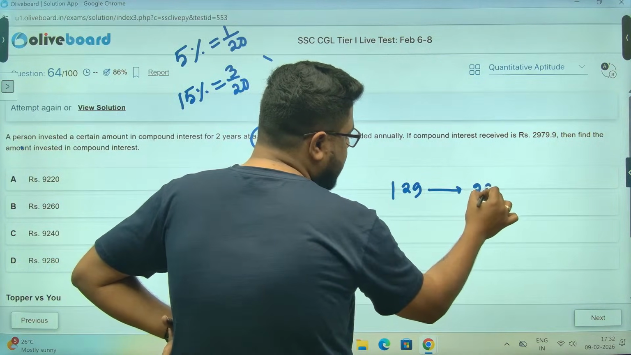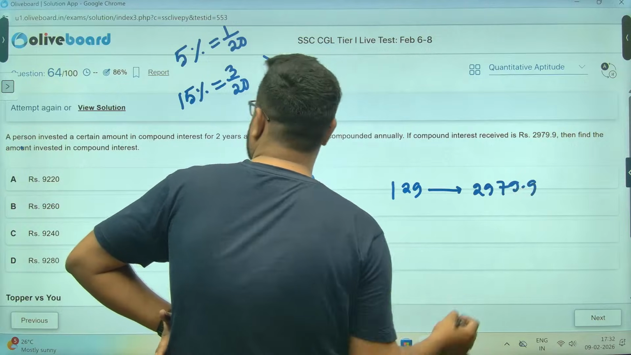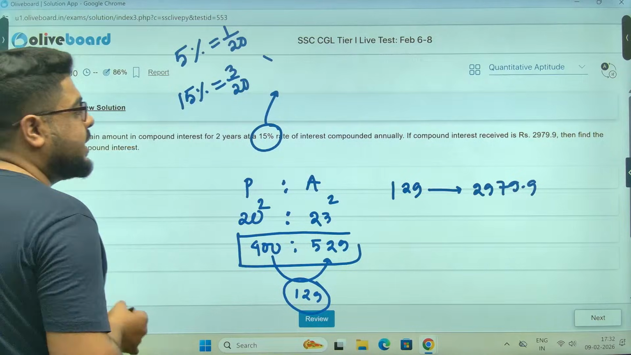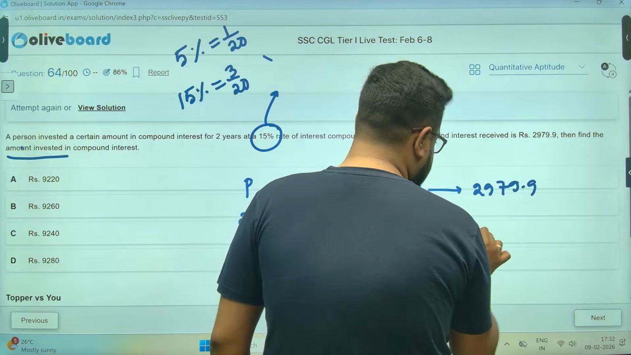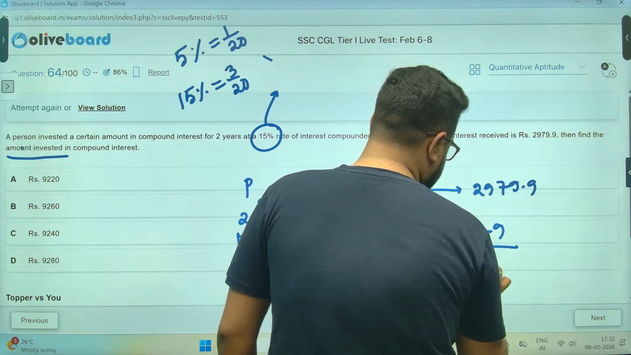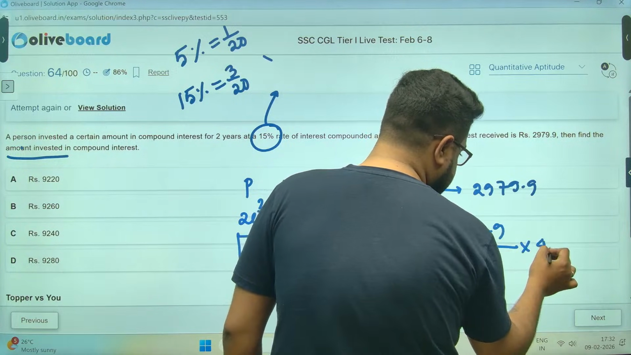That represents 2979.9. Find the amount invested, meaning the principal, meaning find the value of 400. So it will be 2979.9 by 129 into 400, sir.